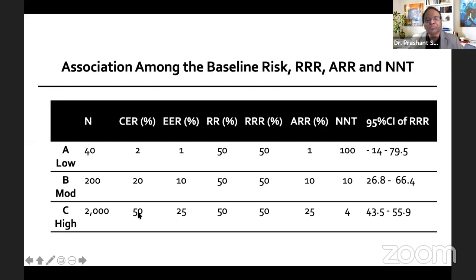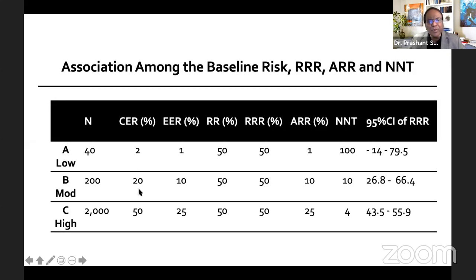So when you calculated the event rates in control and experimental group, you had 2% risk in the control group, of stroke if they are using thrombolytics.